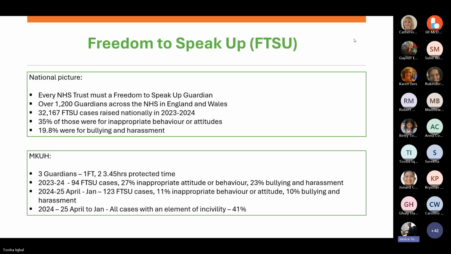So we have Freedom to Speak Up Guardians as an additional route. You can find information on how to speak up or raise a concern on the intranet under the header support.